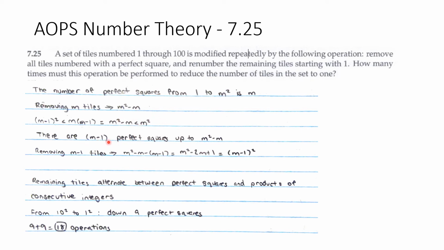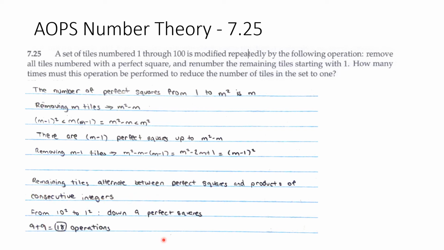So there are m minus 1 perfect squares up to m squared minus m, because m minus 1 squared is less than m squared minus m. So if you remove m minus 1 tiles, it will become m squared minus m minus (m minus 1), which is also equal to m minus 1 squared. And the pattern of the remaining tiles: first it's m squared minus m, and then it's m minus 1 squared. So the remaining tiles alternate between perfect squares and products of the consecutive integers between the perfect squares.